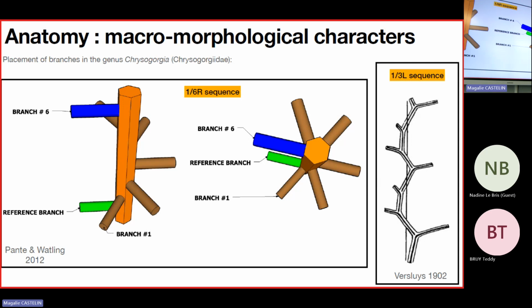So how many branches does it take to make one revolution? Sometimes you cannot have a single revolution to come back on the same plane. You need multiple. So this was the original drawing by Versluys in 1902, trying to show how this works. And I tried to do it with a SketchUp model.